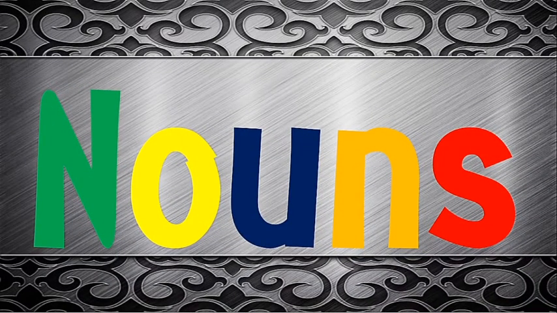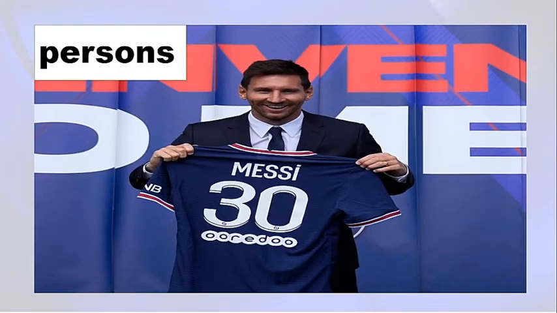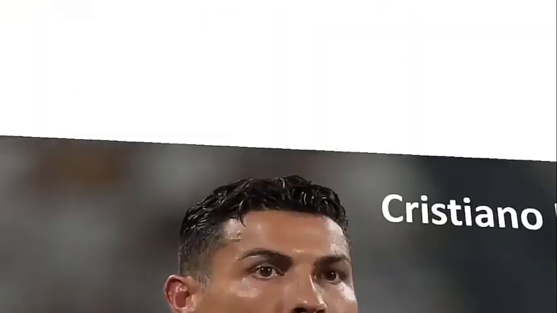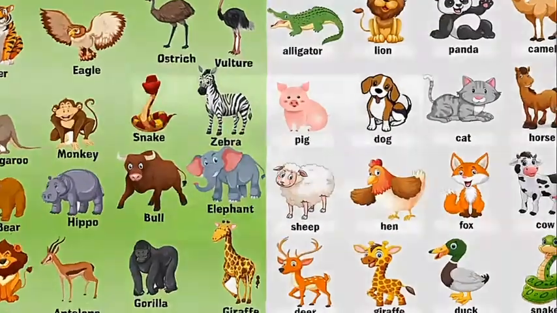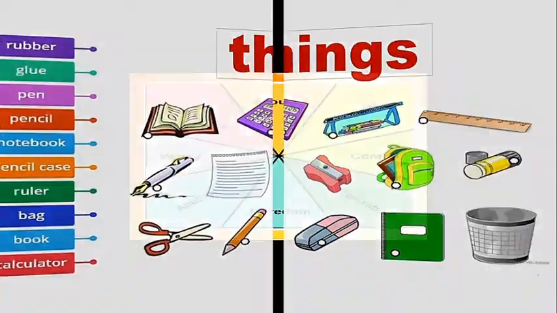In this video, I'm teaching you nouns. Nouns are names. You can also describe nouns as naming words. Essentially, nouns name persons, animals, places, things.